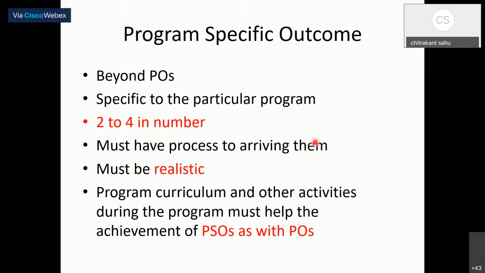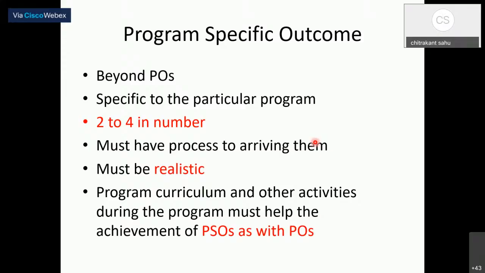Suppose MNIT has one program, electronics and communication engineering. What is the unique selling point of that program? If we have some program in the RTU, what is the unique selling point of mechanical engineering in RTU? That is called the program specific outcome. It changes with respect to the program, and especially it should be 2 to 4 in number, and there must be a process to arrive at them.